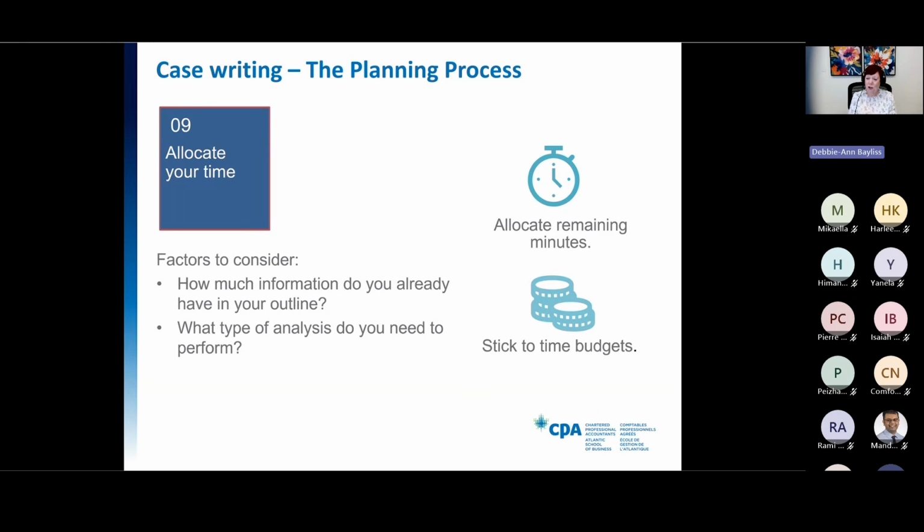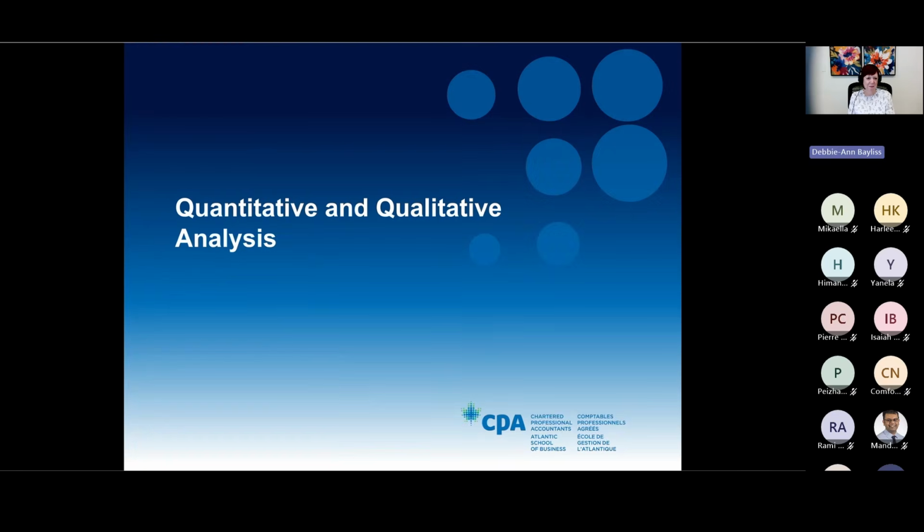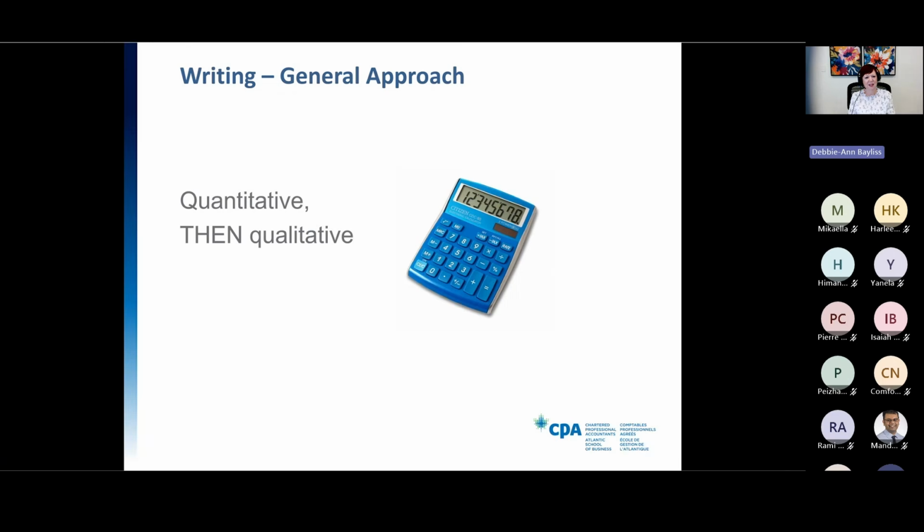And if you're not sure how the CFE is marked, please make sure that you watch the recording for understanding the CFE. So here is the time allocation for each of those requireds based on how much information we've already extracted. You can see that there's limited time allocated for each of those assessment opportunities. So let's spend some time talking about the quantitative and qualitative analysis.